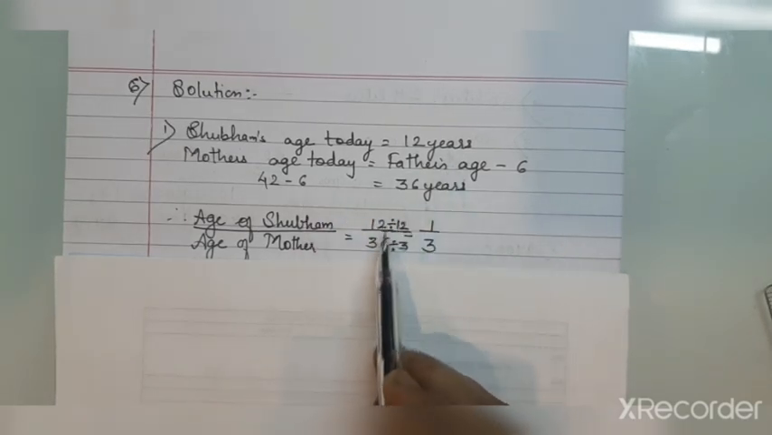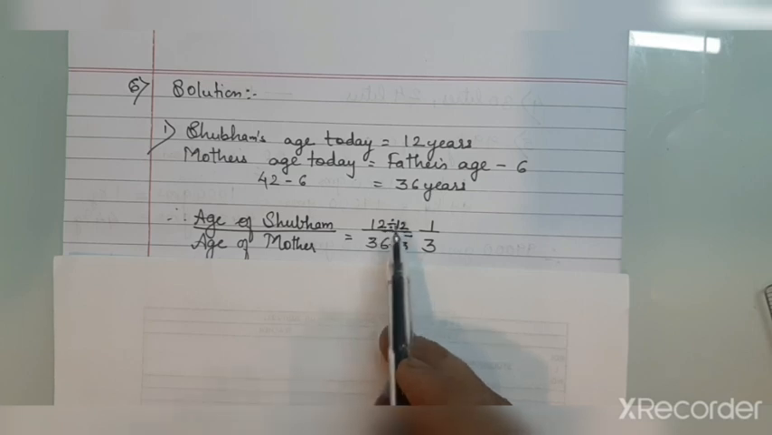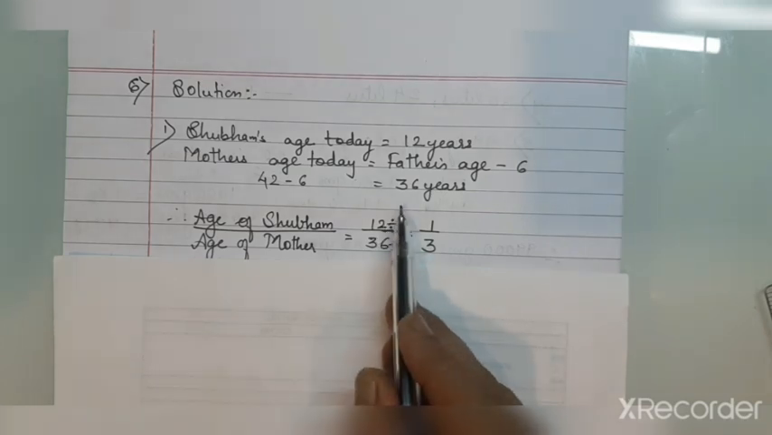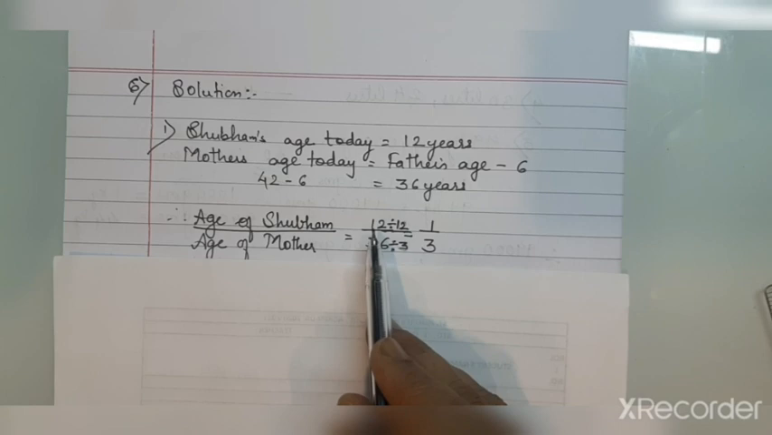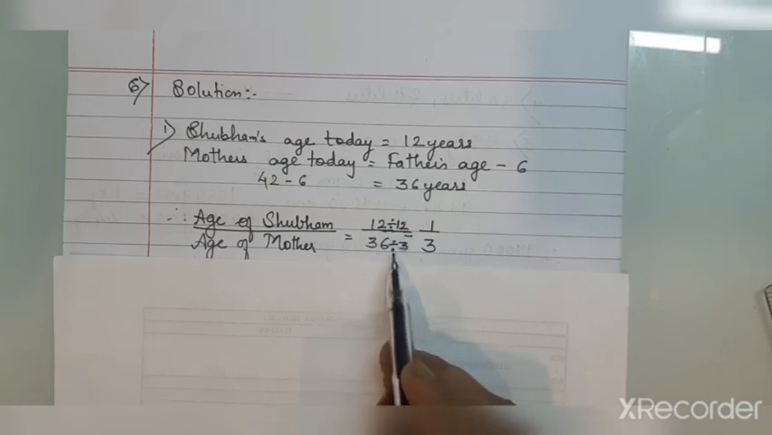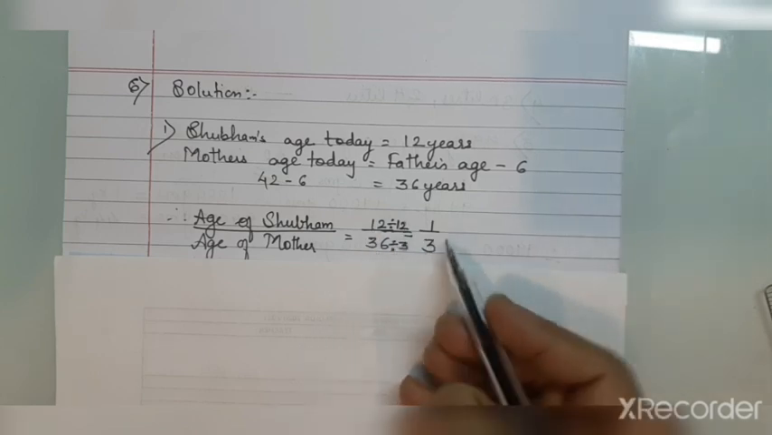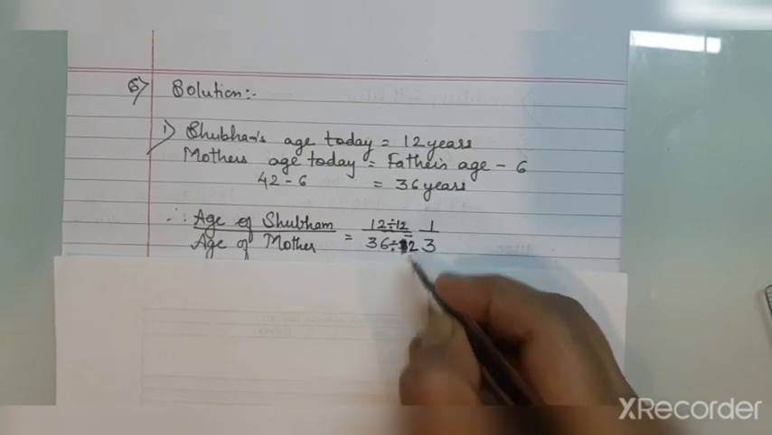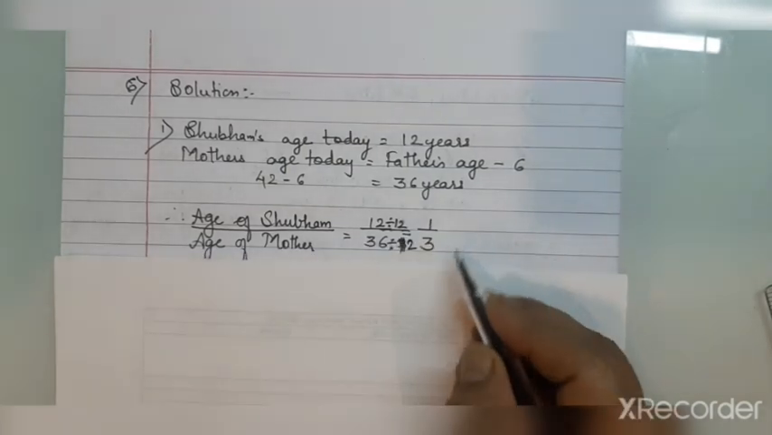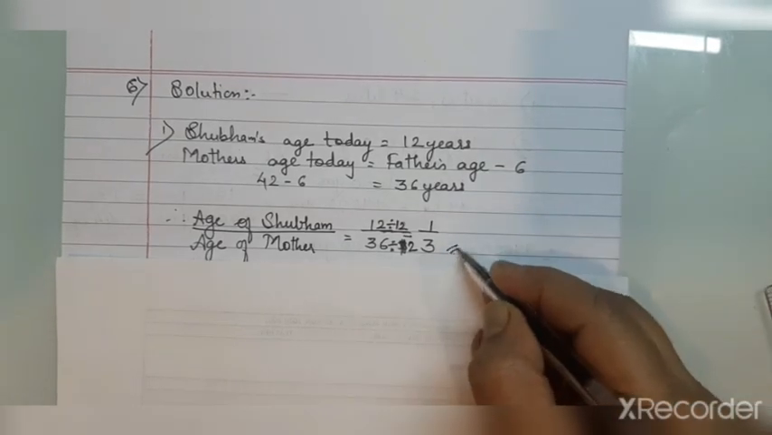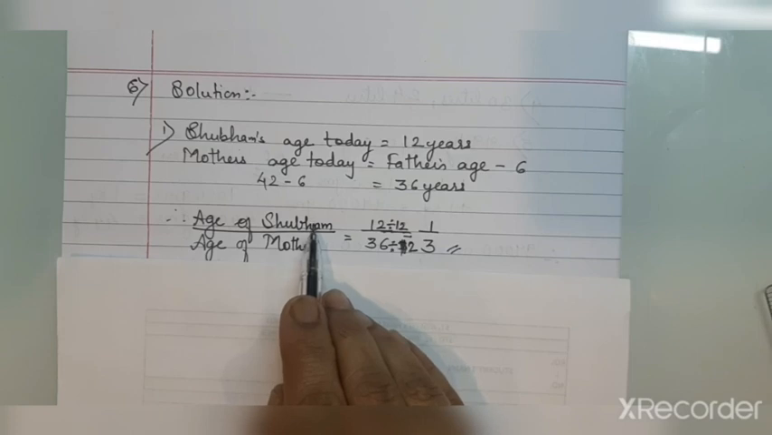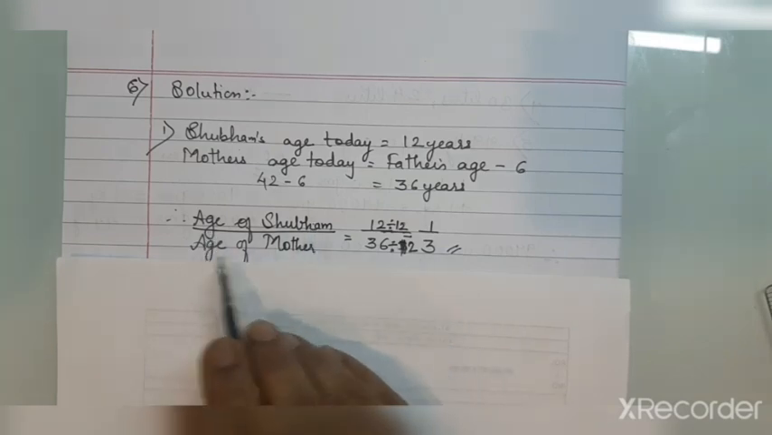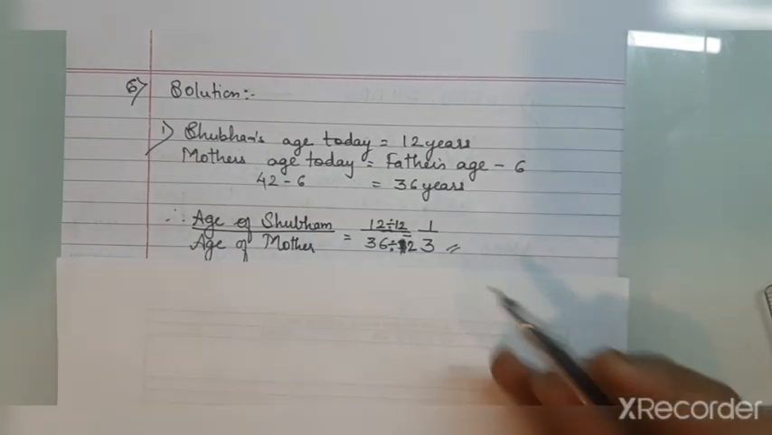12 and 36 are divisible by which number? They both are present in the table of 12. So 12 divided by 12 and 36 divided by 12, it should be. By mistake I have written 3. So it will give you 1 upon 3. So in this way the ratio of Shubham's age today and mother's age today is 1:3.